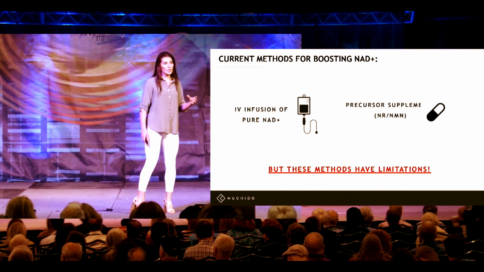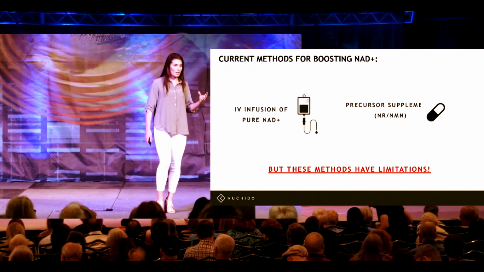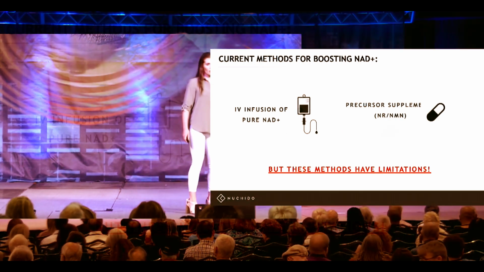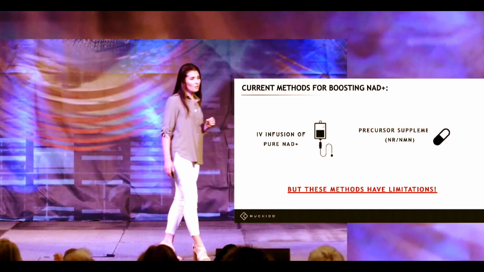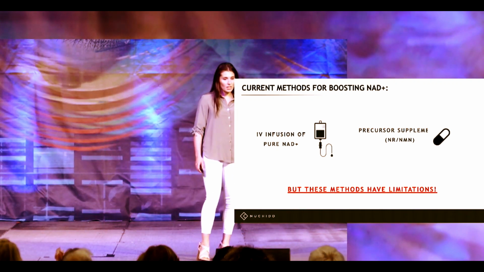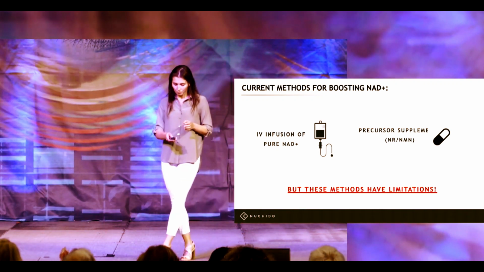Another way is to supplement with precursors. So these are like the raw materials that your cell needs to make NAD. And the common ones that you'll know of are nicotinamide riboside and NMN. But the problem is these methods actually have limitations. And the main limitation of both these methods is that they're quite inefficient ways of boosting your NAD. So if you want to get your NAD levels back up to rejuvenation levels, they probably aren't going to cut it.